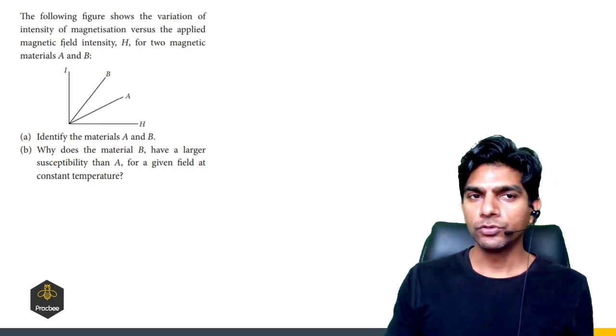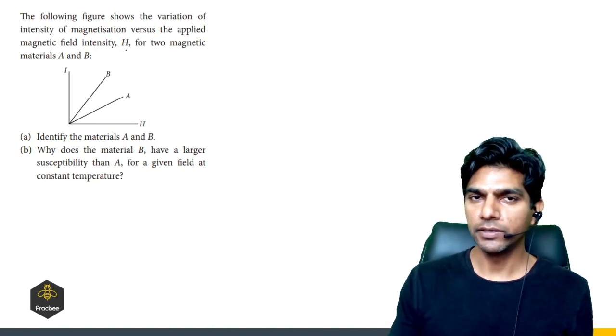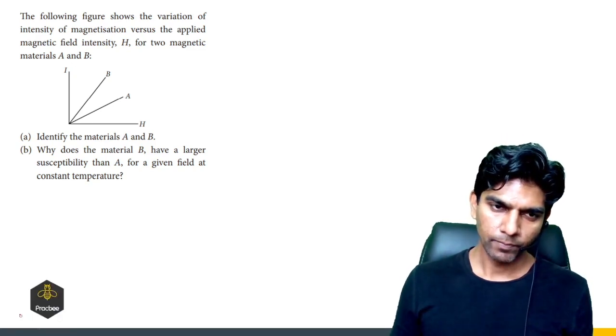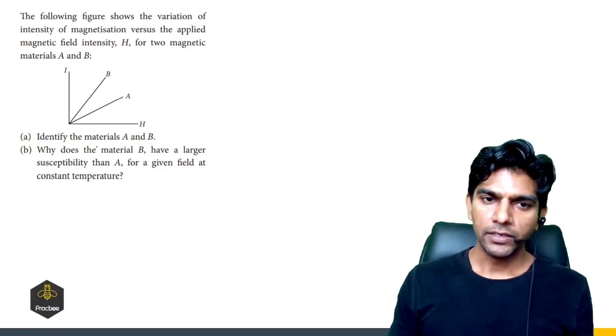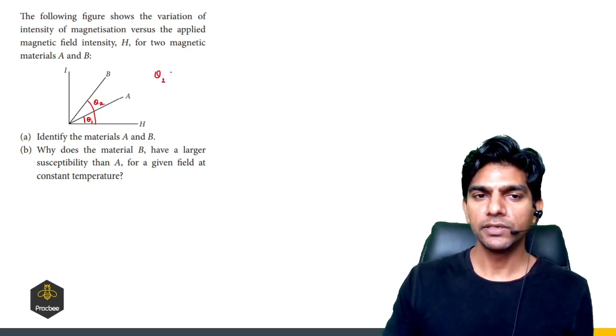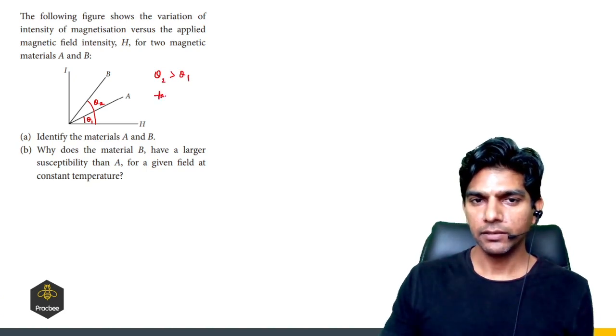Now let's see one more question. The following figure shows the variation of intensity of magnetization versus the applied magnetic field intensity H for the two magnetic materials A and B. Identify the materials A and B. So this angle is theta 1, and this angle is theta 2. We can clearly see that theta 2 is greater than theta 1. So tan theta 2 is greater than tan theta 1.